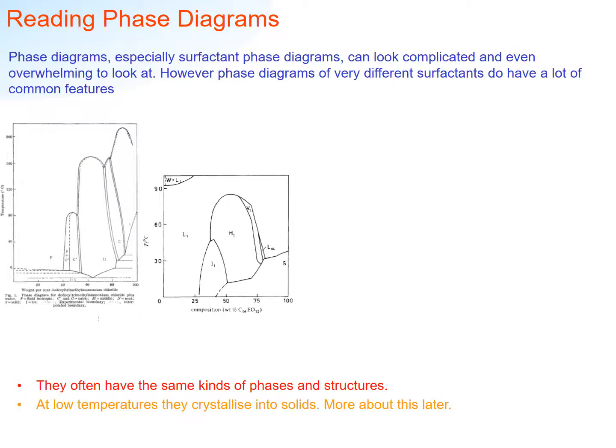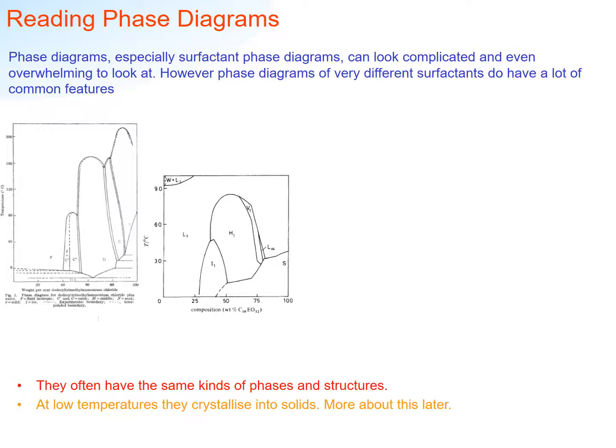The phase diagrams, and especially surfactant phase diagrams, can look very complicated. They can be quite overwhelming in the level of complexity of information that they contain. However, phase diagrams of very different surfactants do have a lot of common features. We want to try and recognize those first. They often have the same kinds of phases, and those phases have very similar structures. And at low temperatures, they crystallize into solids. And we'll look at this in more detail later.